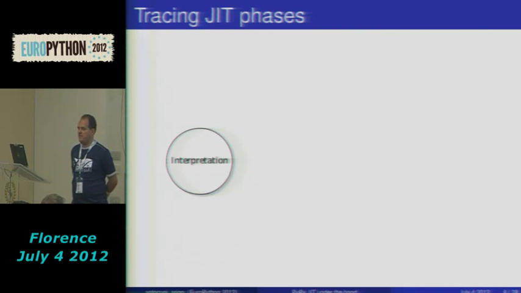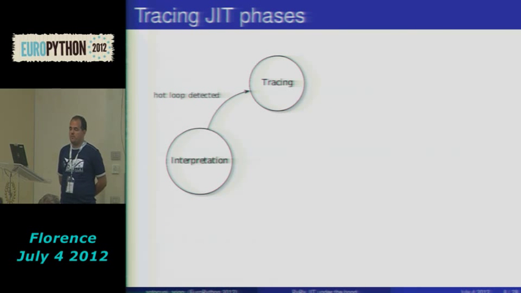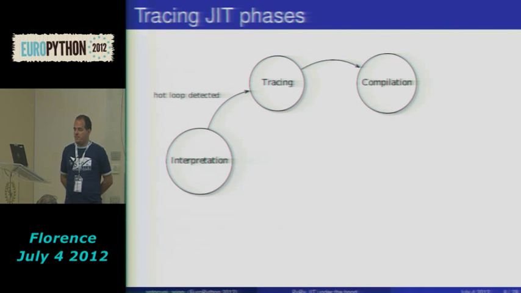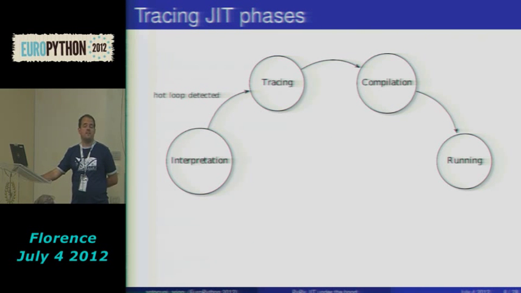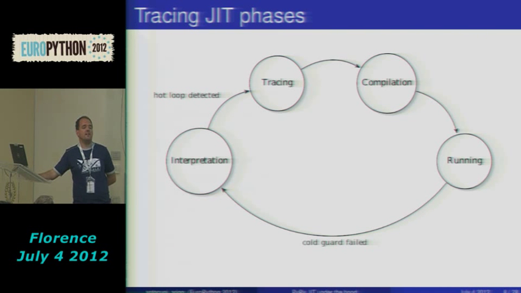So these diagrams try to explain what I just said in words. We start by interpreting the program. Then when we detect a hot loop, we start the tracing phase. Then when we finish the tracing phase, we compile it, and we start running. Then the code runs, we are happy. At some point, some guard fails, and so we go back to interpretation. If you look at the label, I put a cold guard fail because it's the first time that specific guard fails, so we go back to interpretation.